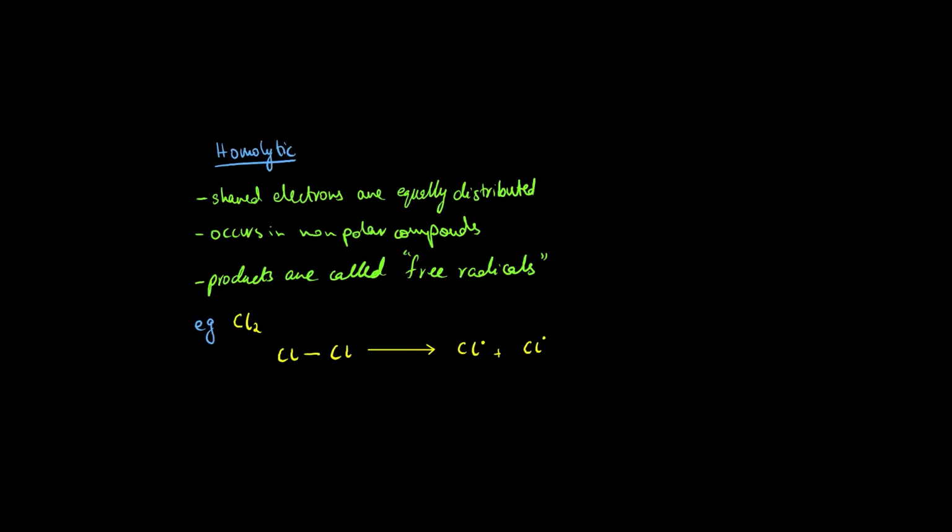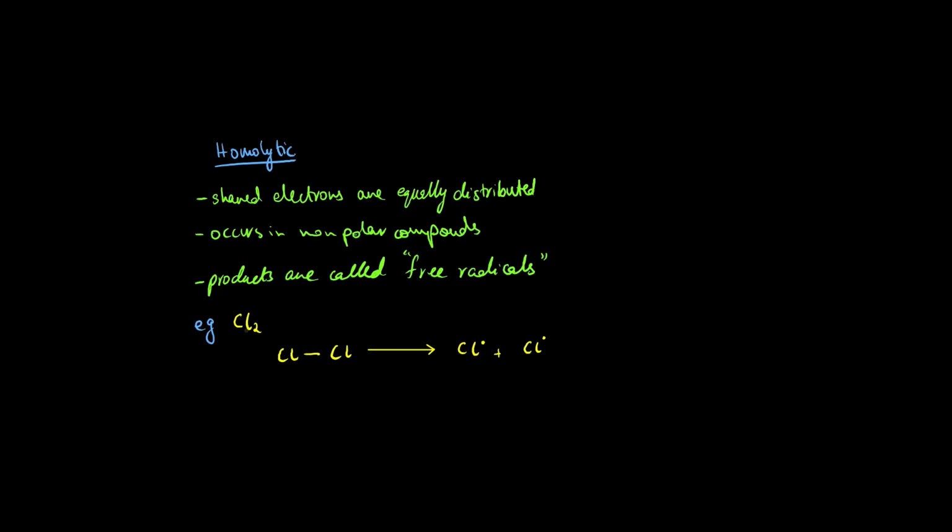Now what occurs in homolytic fission? In homolytic fission, the shared electrons of a covalent bond are equally distributed between the atoms, and it occurs in non-polar compounds. When homolytic fission takes place, the products that are formed are called free radicals. Free radicals is a term that you must have come across in free radical substitution reactions of alkanes. Keep in mind that this is one and the same thing.